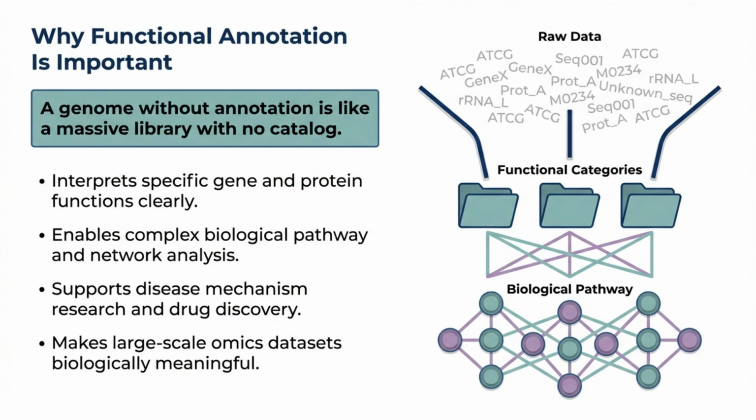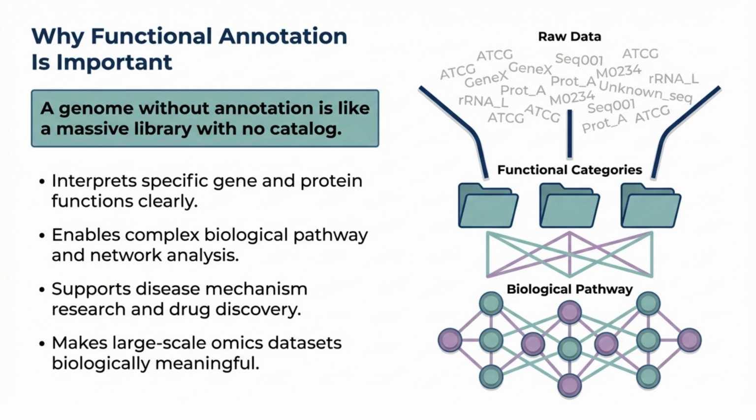This becomes especially important in omics studies. For example, if you perform an expression analysis and identify 500 upregulated genes, that list alone does not explain the biology. But once those genes are annotated, you can begin to see pathways, cellular processes, and disease mechanisms. That is why annotation is foundational for genomics, transcriptomics, disease research, and drug discovery. If you look at the concept on the slide, the key message is simple. Annotation transforms raw data into interpretable biology.